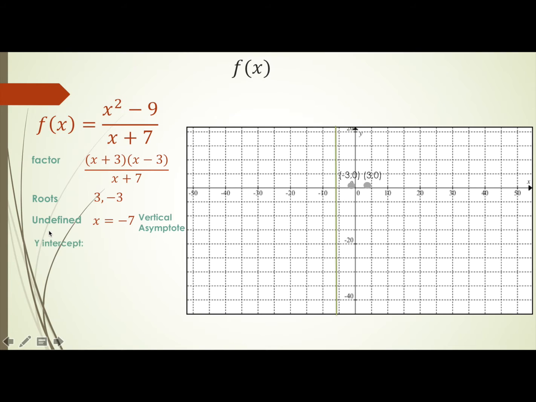Now let's go on to the y-intercept. By making all the x's 0, we get negative 9 on top and 7 on the bottom. So we get a y-intercept of (0, negative 9/7), which is approximately here.